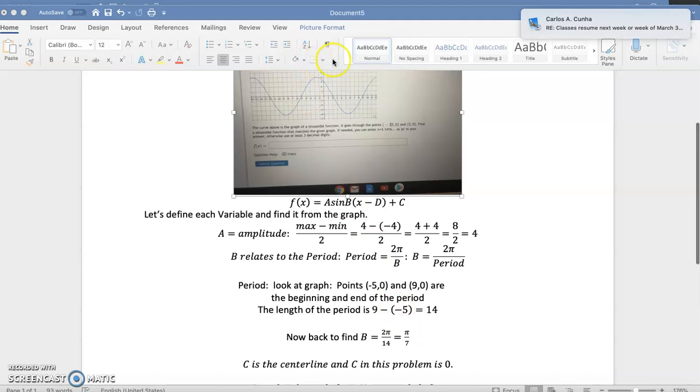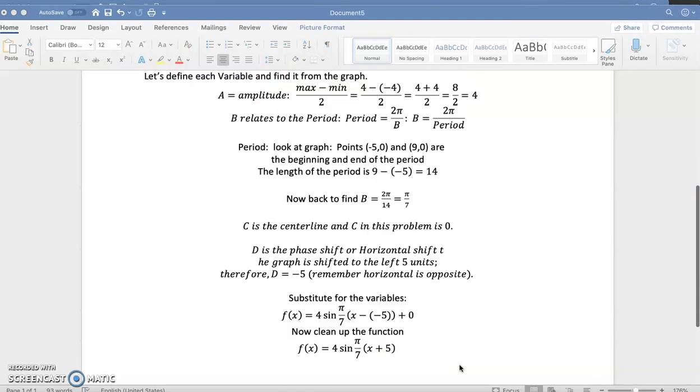The center line, since your maximum and minimum are the same distance from 0, your center line is still 0.